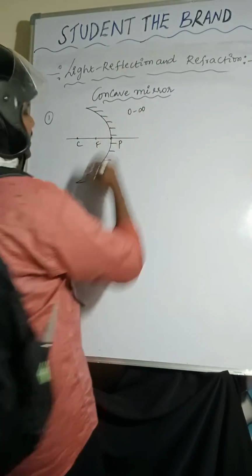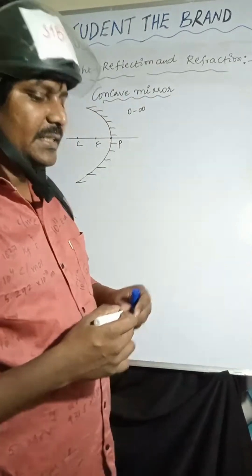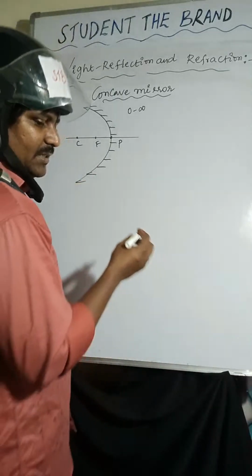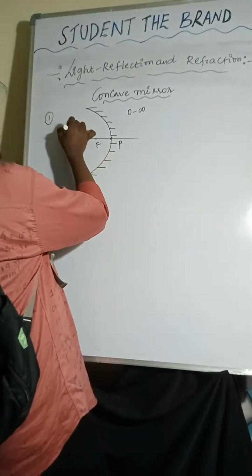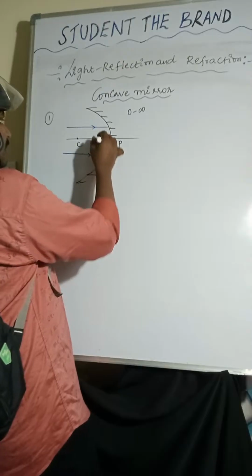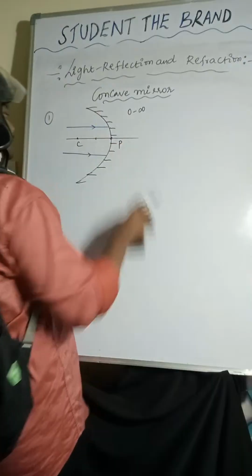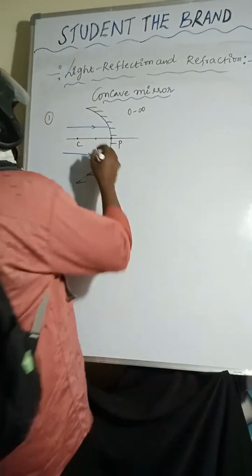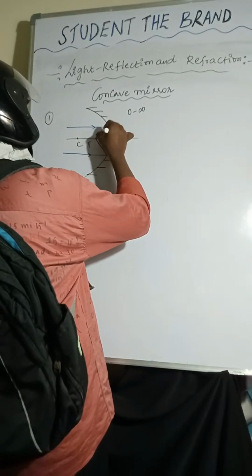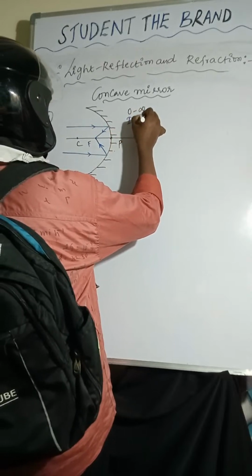Object is at infinity. If the object is at infinity, light rays are coming parallel to the principal axis. So here I'm taking, after reflection, the light ray passes through focus. Object at infinity, image is forming at focus.